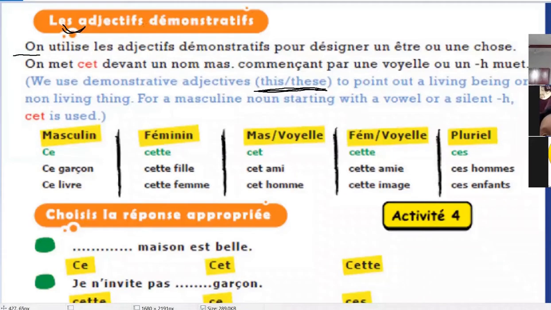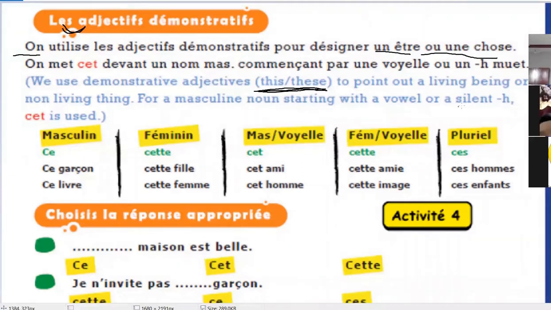Demonstrative adjectives. The definition is like this: On utilise les adjectifs démonstratifs pour désigner un être ou une chose. So we use demonstrative adjectives to point out a living or non-living thing. "Chose" means thing, which means a non-living thing.